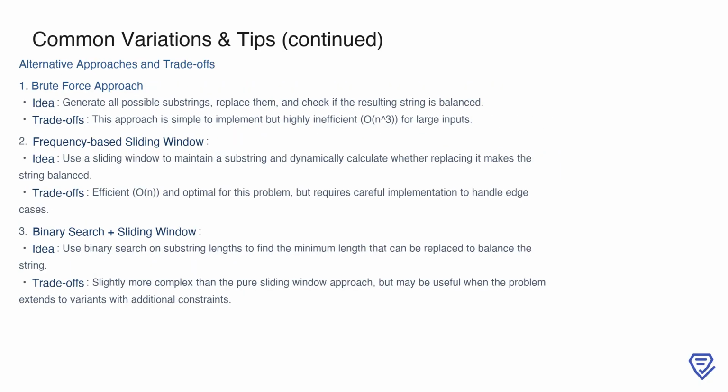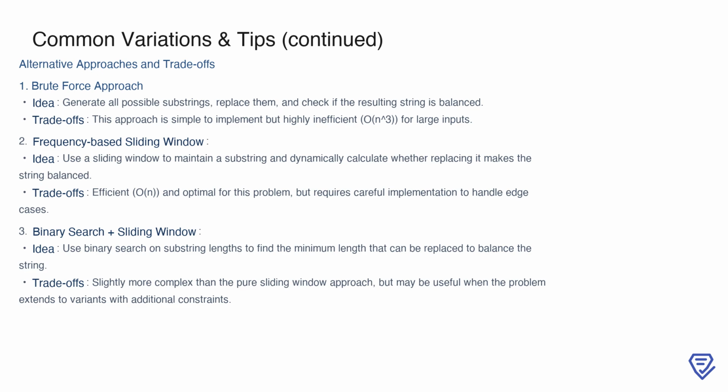There are also alternative approaches to consider, each with its own trade-offs. The brute force approach involves generating all possible substrings, replacing them, and then checking if the resulting string is balanced. While straightforward, this method is highly inefficient with a time complexity of O(n cubed), making it unsuitable for larger inputs.